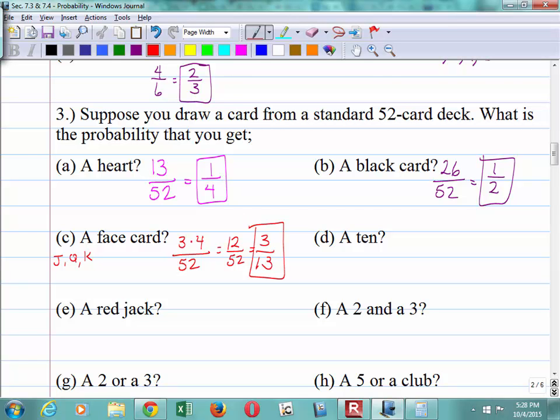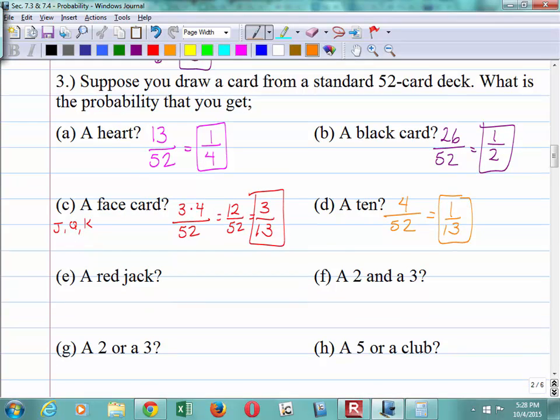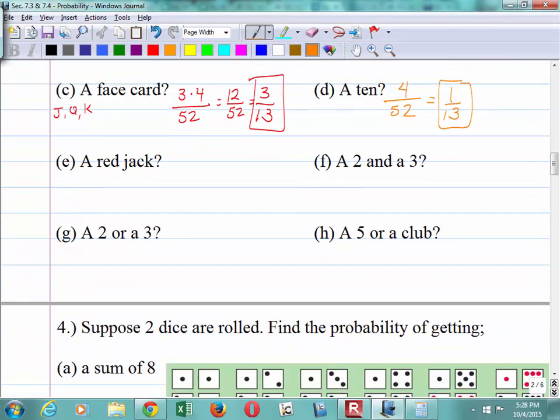And what's the probability of getting a 10? There's 4 10s in the deck. So that's 4 out of 52, which reduces to 1 out of 13. And then what's the probability of getting a red jack? There's 2 of those in the deck out of 52. So that's 1 out of 26. Alright, and then what's the probability of getting a 2 and a 3? Well, you're only drawing 1 card. So 1 card's never going to be both a 2 and a 3 at the same time. So that's going to be 0.